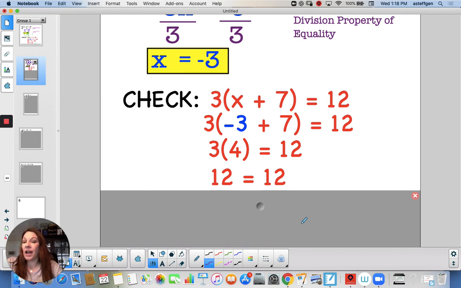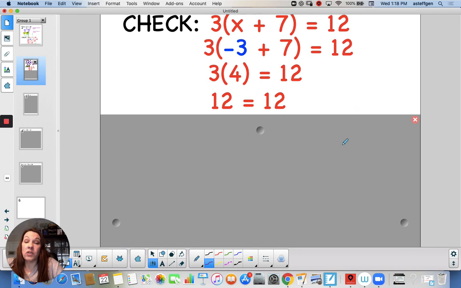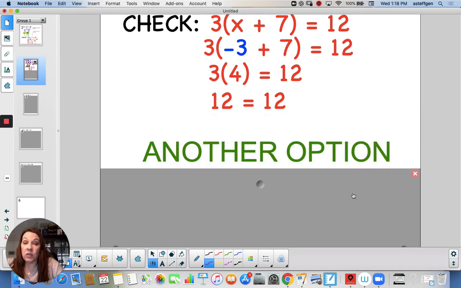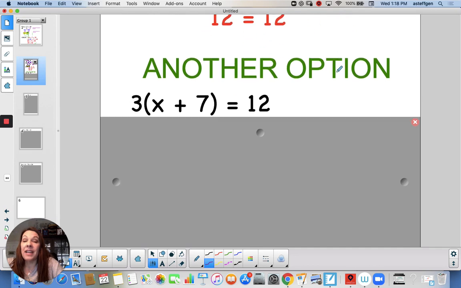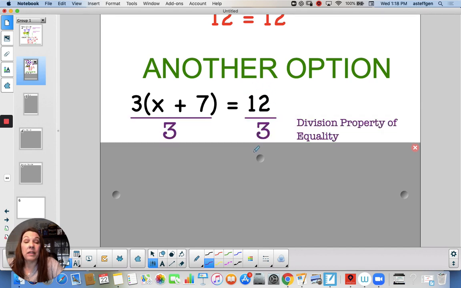I also have another way. There's actually a couple other ways, but we're going to do this one other way. I'm going to look at this problem and see that 3 goes into 3, which is my coefficient, and it also goes into 12. So I can start this equation by just using my division property of equality and dividing both sides by 3.